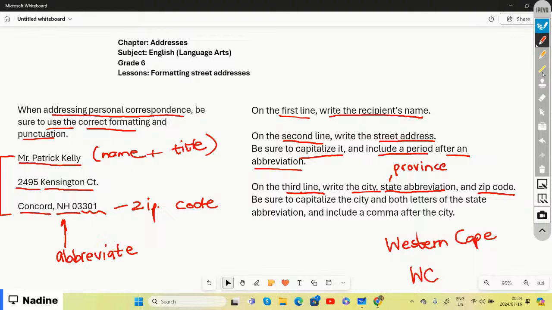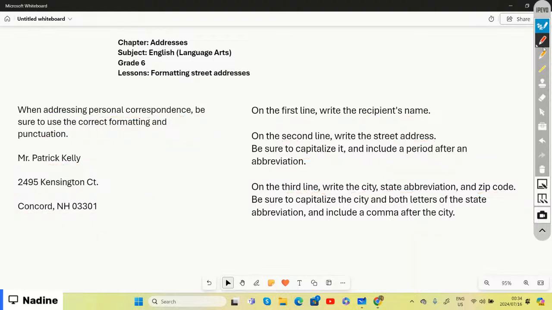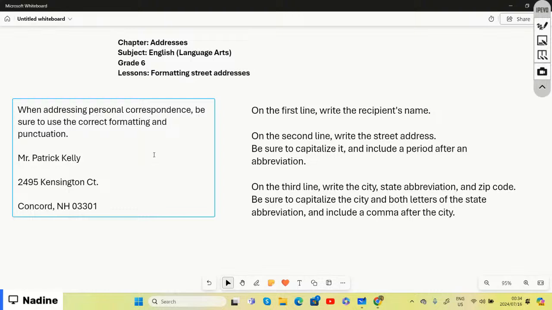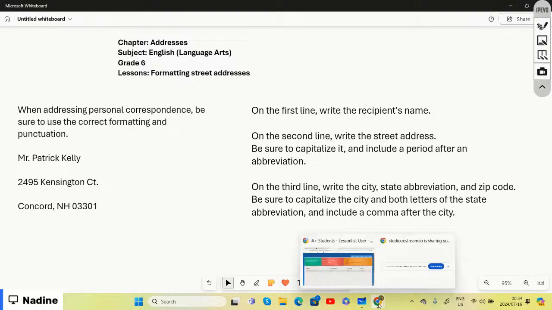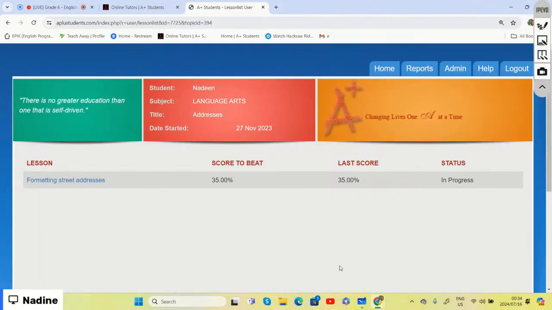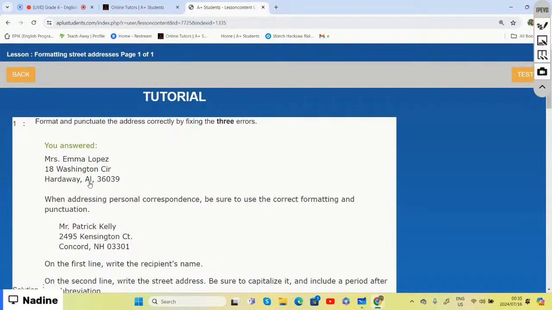All right. Now let's go to aplusstudents.ca, where we will be continuing with our chapter on addresses and then going to the lesson on formatting street addresses. So we said our chapter is addresses, and the lesson that we are focusing on is formatting street addresses.